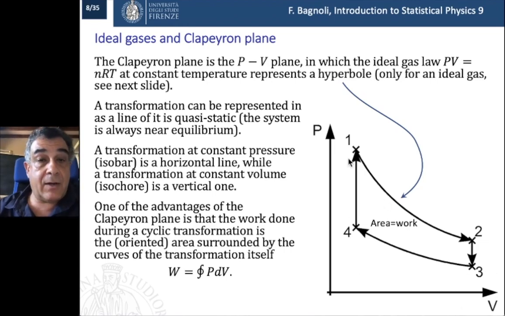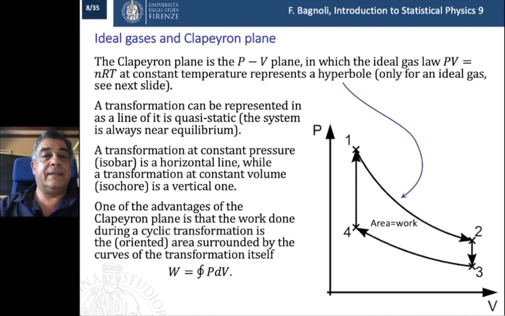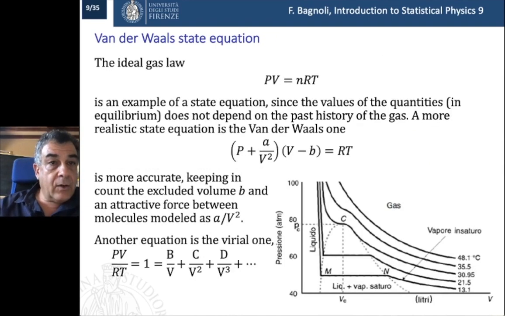Now you can see that the area inside this cycle, oriented, meaning that it is positive in one orientation and negative in the other, is the work done by or on the system. So this was particularly useful at Watt's time, because in this way Watt could tune the pieces of his steam engine in order to increase the area of the plot, so to increase the work done for a constant amount of coal.